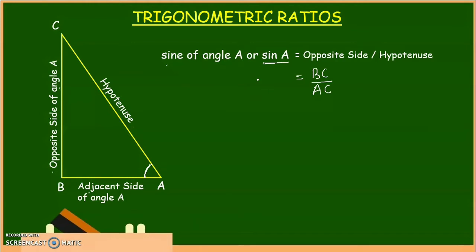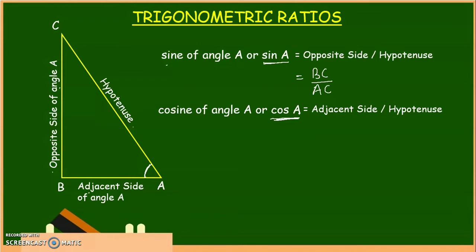Same way, the second trigonometry ratio is known as cosine of angle A, or in short it is known as cos A. And cos A is the ratio of the adjacent side to the hypotenuse. So here for angle A the adjacent side is AB and the hypotenuse is AC. So cos A equals adjacent side divided by hypotenuse. So this is the second trigonometry ratio.